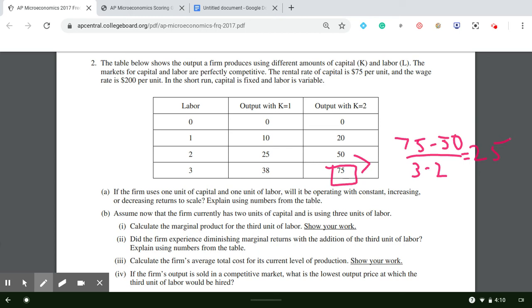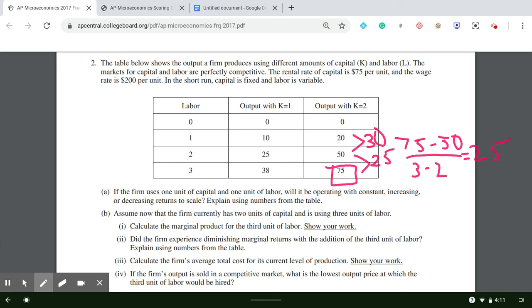Did the firm experience diminishing marginal returns with the addition of a third unit of labor? The answer is yes, and you can tell that because look, the second unit of labor increased output by 30. Our third unit of labor only increased it by 25, so that's diminishing returns.